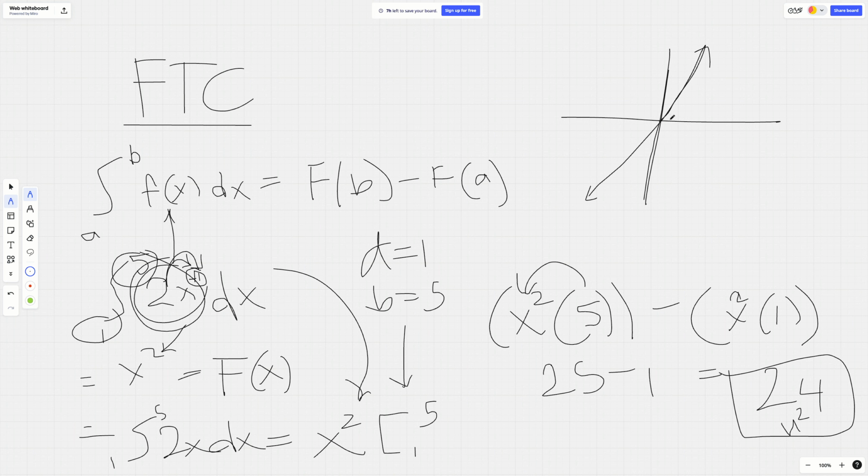So let's say x equals 1 is right here, and x equals 5 is right here. The area under the curve is going to be equal to 24 units squared. And we got that by finding the antiderivative, or the integral, of our function 2x and plugging in our a and b endpoints of the area under the curve, 1 and 5, into that integral and finding the difference. And that's really just the fundamental theorem of calculus for you guys.